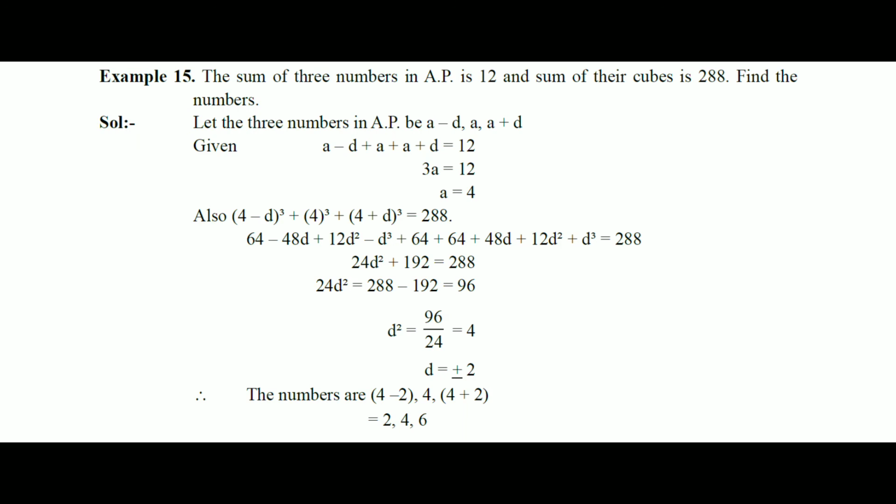From here 192 goes to the other side, gives 24d square equal to 288 minus 192. Subtraction gives 96. D square equal to 96 by 24, that is 4 after cancellation. D square is 4. D can be either plus 2 or minus 2. We have a is 4, 4 plus 2 gives 6, 4 minus 2 gives 2. Therefore, the three numbers of AP will be 2, 4, 6. In this way, we have calculated the three numbers.